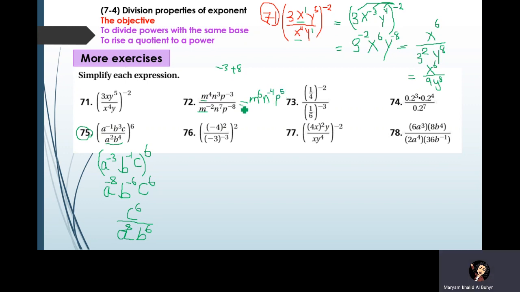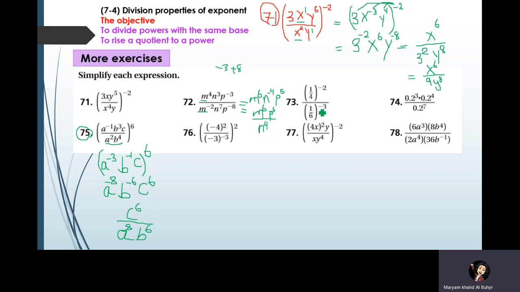Just simplify this one. How will you simplify it? Just by moving the negative powers down and leaving the positive power in its place. So that is 6 t to the power 5 over n to the power 4.